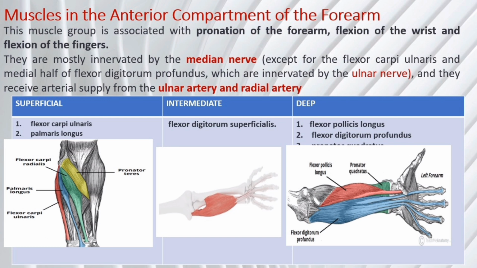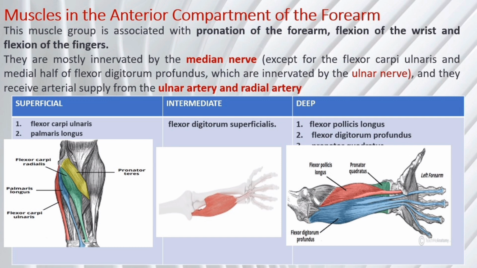Flexor carpi ulnaris. Attachments. The flexor carpi ulnaris has two origins. The humeral head originates from the medial epicondyle of the humerus with the other superficial flexors, whilst the ulnar head originates from the olecranon of the ulna. The muscle tendon passes into the wrist and attaches to the pisiform bone, hook of hamate, and base of the fifth metacarpal. Actions: flexion and adduction at the wrist. Innervation: ulnar nerve.